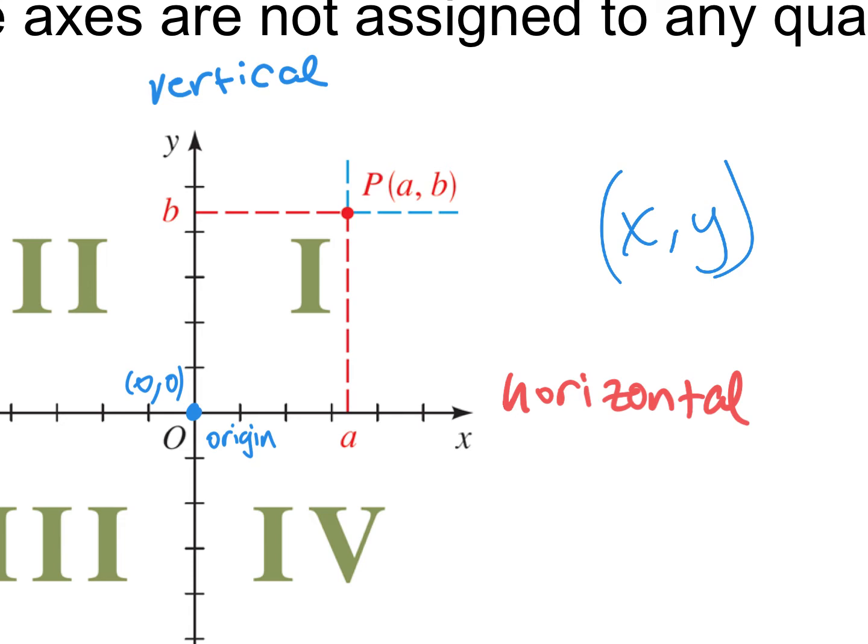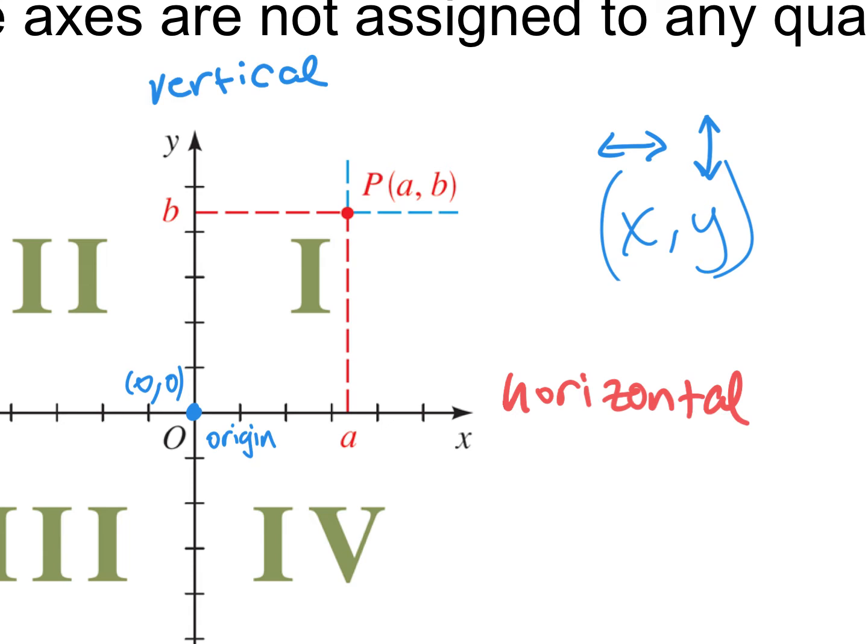Now, if you are given an x and a y, notice this is a point. You know it's a point because there's a comma separating the two values, and there are parentheses. When you are plotting a point, some of us get a little confused, especially when plotting lines and stuff like that. But your x value tells you first to go left and right, and your y value then tells you to go up or down.